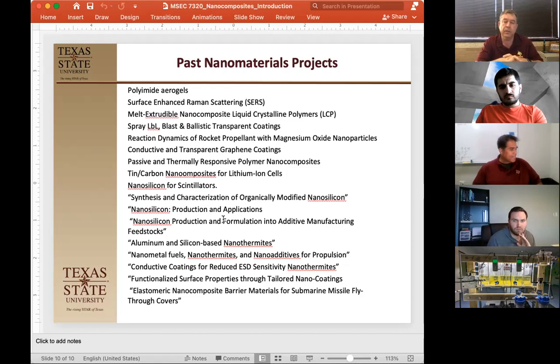And then the last one, I also used elastomeric nanocomposites to decrease water transmission through submarine fly-through covers. So imagine you have these covers on top of the nuclear warheads inside nuclear submarines. They have these plastic covers, but water kept dripping through them, and so transpiring through them. So we made a nanocomposite material that decreased the water transmission by 99%, and it was still elastomeric enough to use as a fly-through cover.